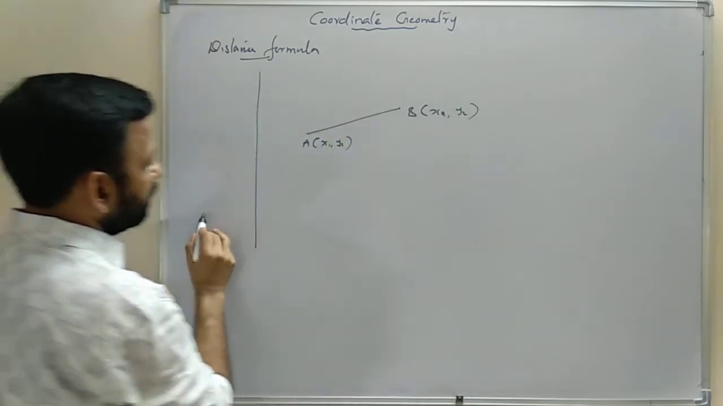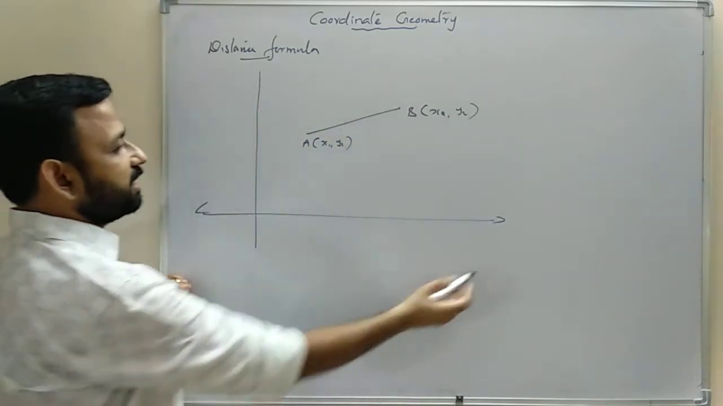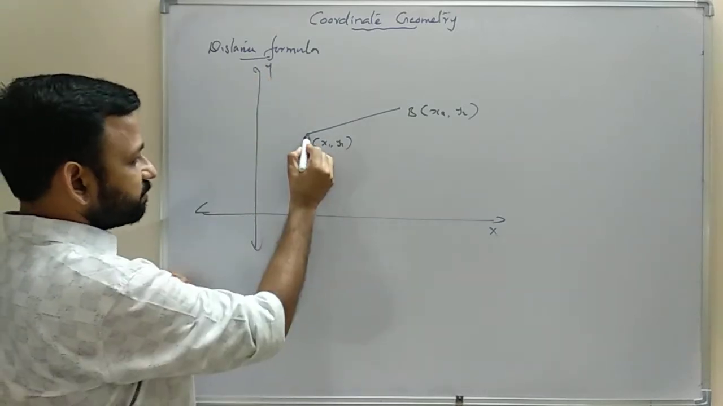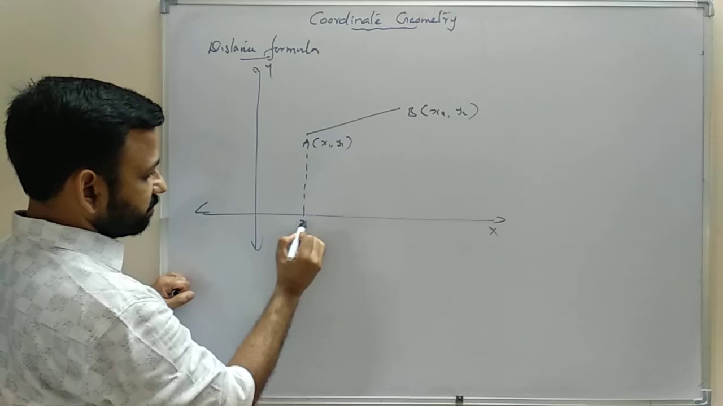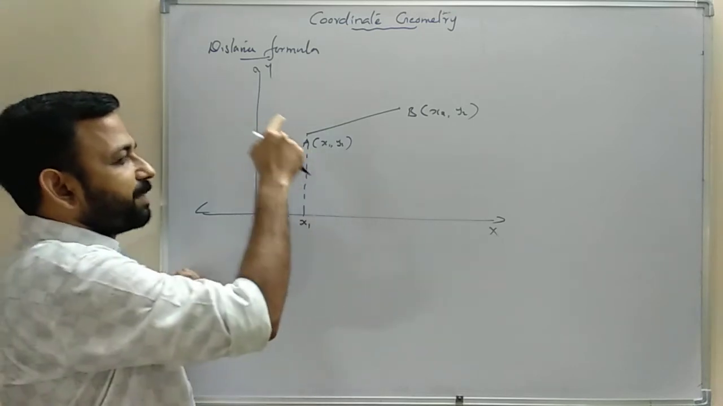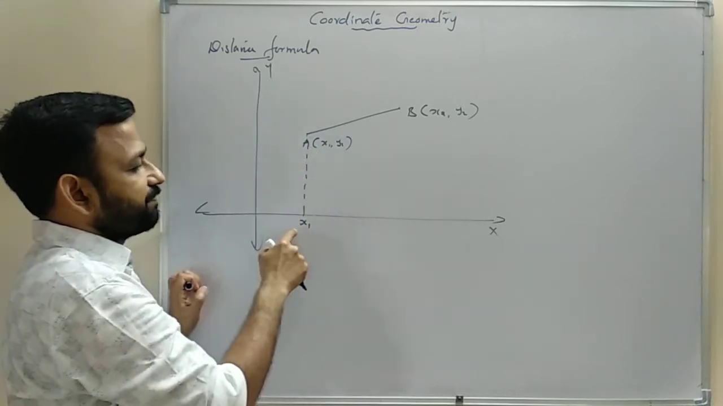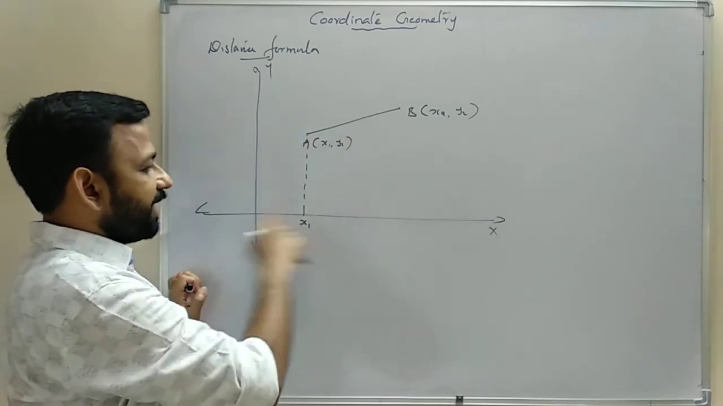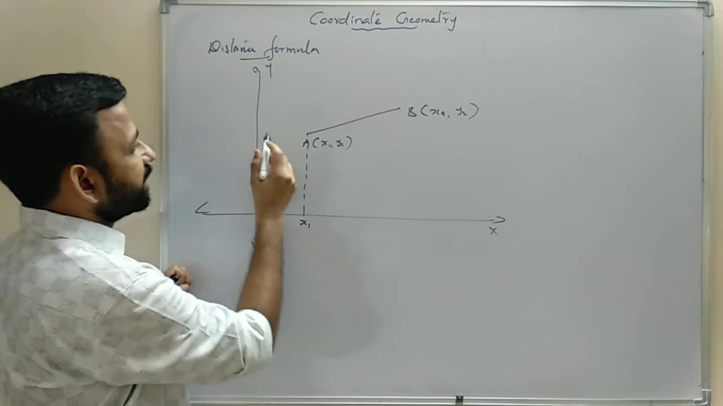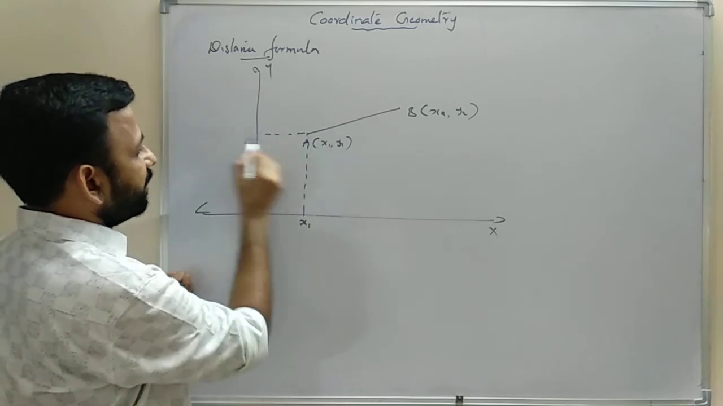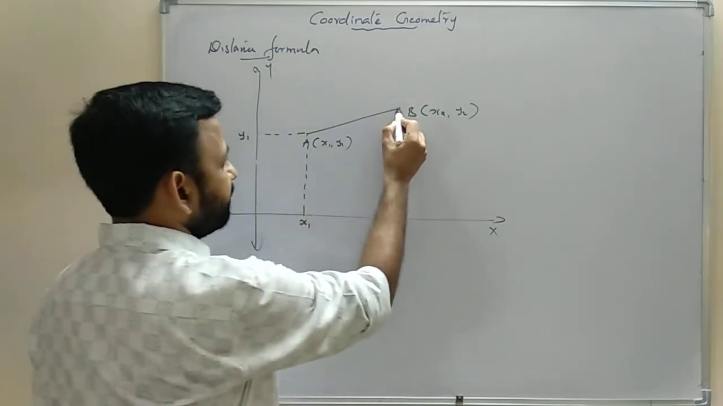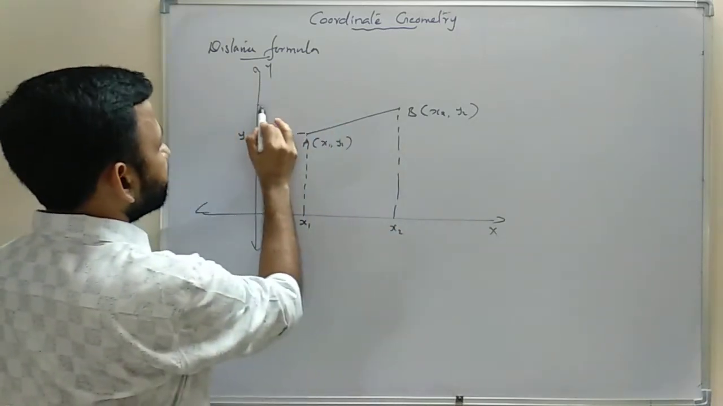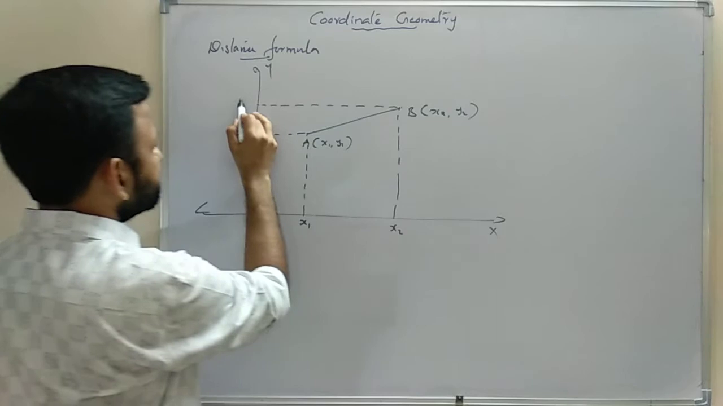Here we can draw the horizontal axis and vertical axis, the x-axis and the y-axis. When we draw a perpendicular from A to the x-axis, the point of intersection of that perpendicular and the x-axis is the x coordinate x1, and here this is y1. Similarly, when we draw a perpendicular from B, this is x2, and the perpendicular from that point to the y-axis gives y2.